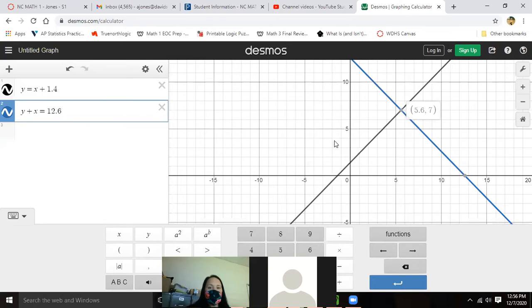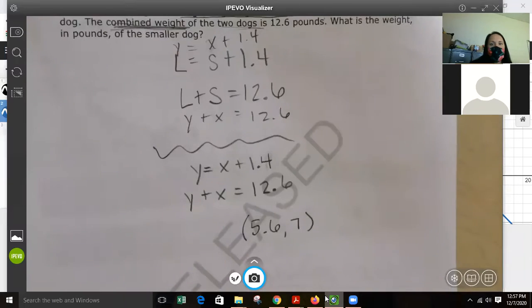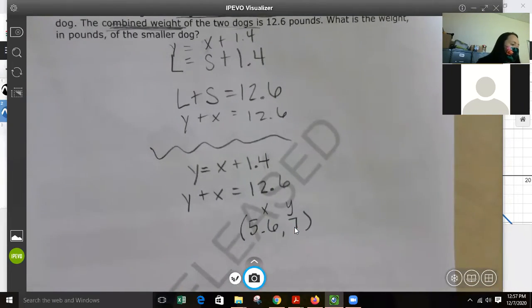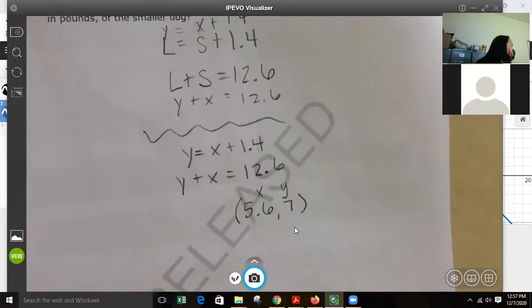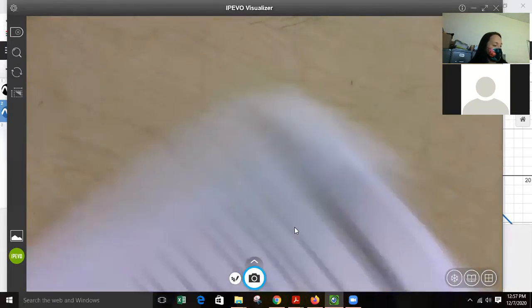Okay, so I wrote that down. This is X and this is Y. It asks you what is the weight of the smaller dog. Well, which one's smaller, 5.6 or 7? That's the small dog. So that's a type in question, 5.6. Just make sure when you're typing it in, you take a minute to make sure that you typed it in correctly so you don't get it wrong just for a simple mistake. All right. Any questions? Really simple. You just had to write your equation. So that's as hard as they pretty much get. That's probably one of the hardest ones.